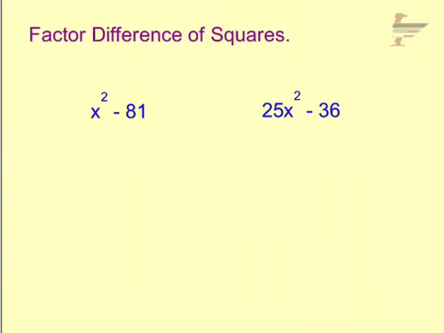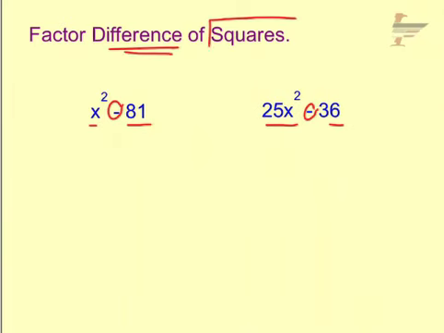Squares. This is one of our special patterns in factoring. What we have are always going to be two terms. There's two terms over here. If you notice, they are separated by subtraction. That's what makes it the difference.